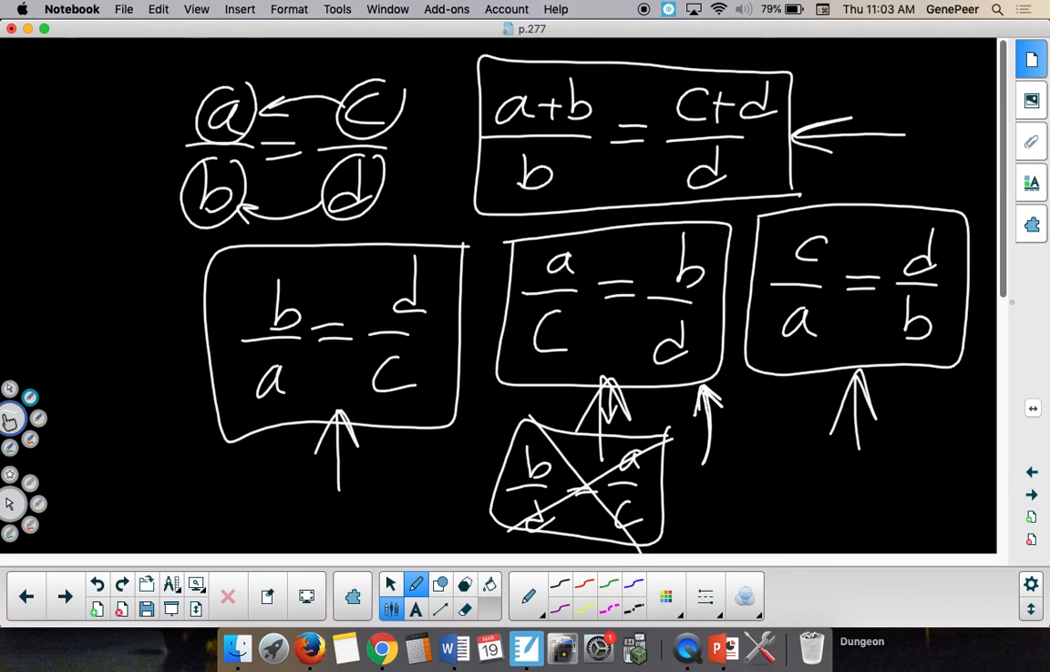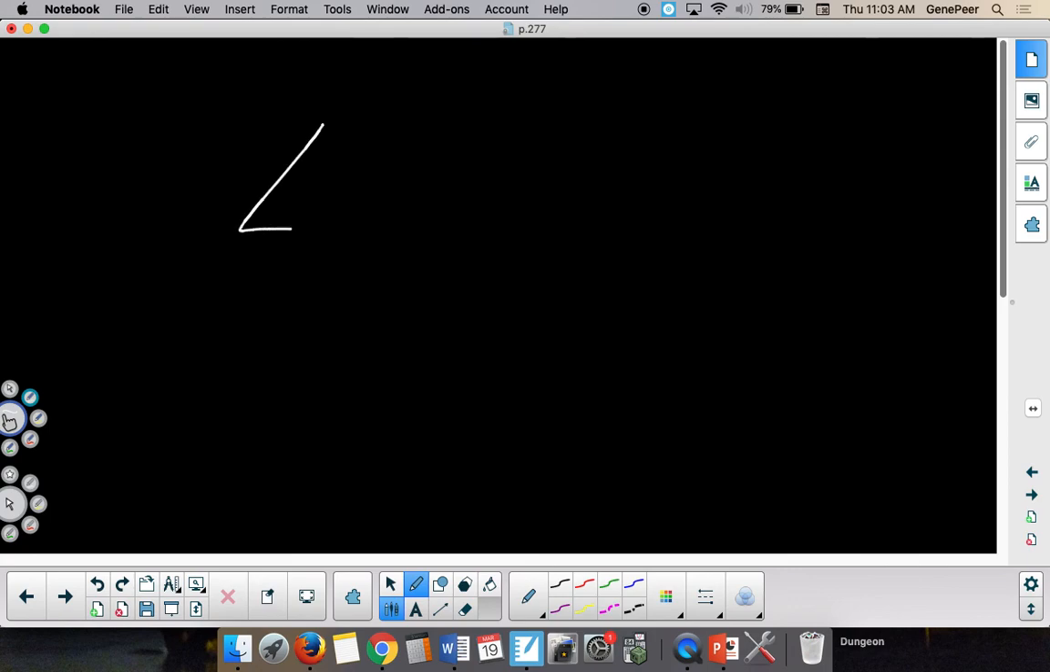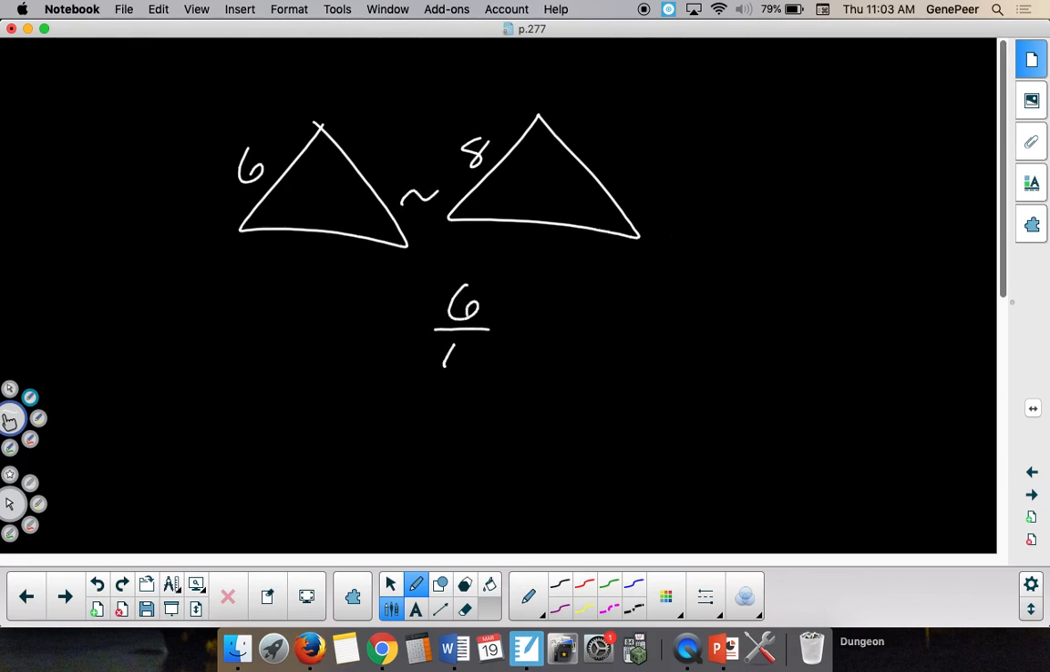All right, don't forget what scale factor means. If you have a couple of similar triangles, such as these, and I tell you this side is 3 and this side is 4, now let's make it harder. This side is 6 and this side is 8, and I tell you they are similar, and I ask you for a scale factor. The scale factor is 6 to 8, better known as 3 to 4. Yes, I do expect you to reduce your fraction.